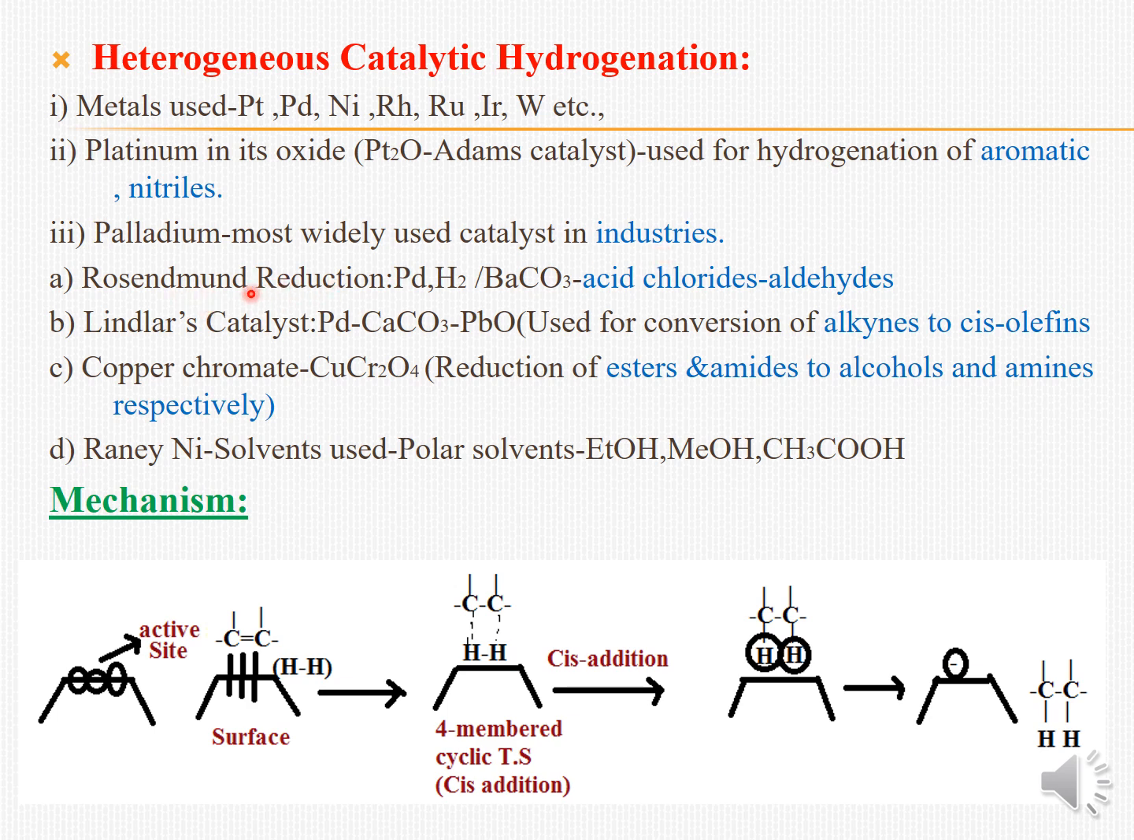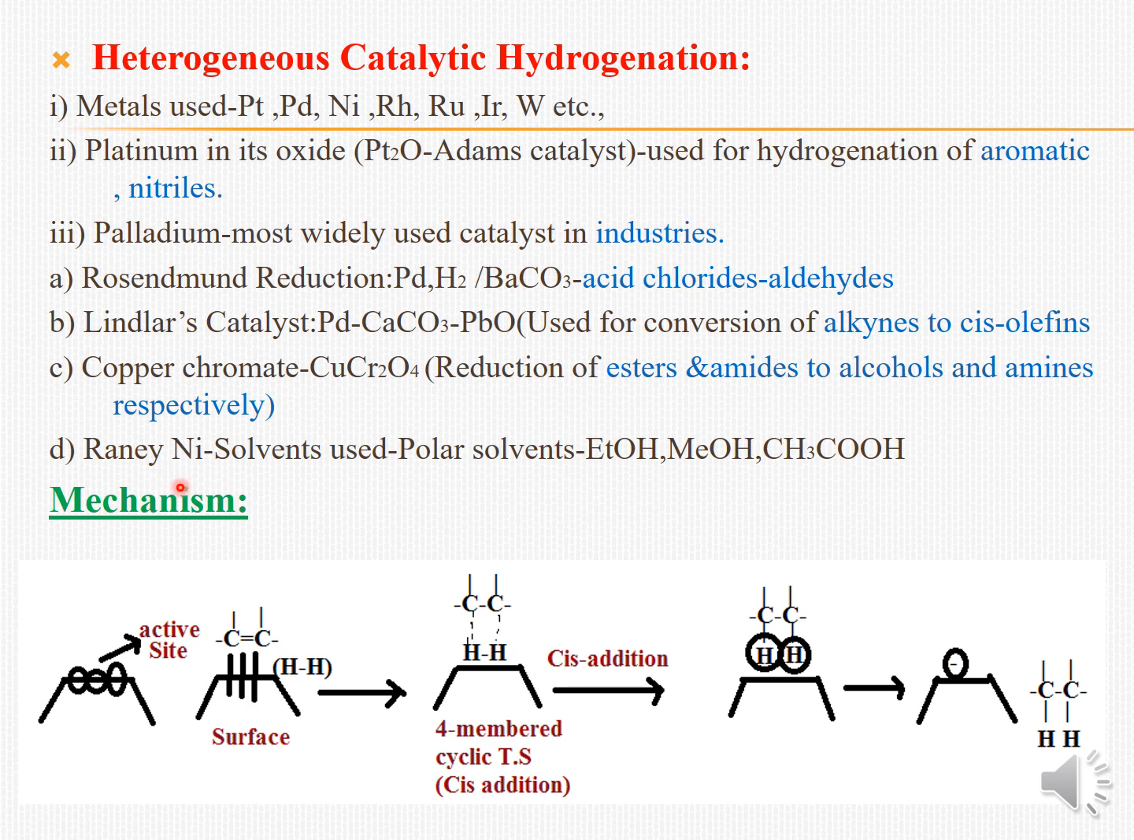Rosenmund reduction you have studied earlier, in that reduction you are using certain catalysts such as palladium, hydrogen, and barium carbonate, to reduce acid chlorides to aldehydes. It will reduce the acid chlorides to an aldehyde compound. And then Lindlar's catalyst, that is your combination of palladium, calcium carbonate and lead oxide. That will be used for the conversion of alkynes to cis olefins. And the copper chromate will be used for the reduction of esters and amides to alcohols and amines respectively.